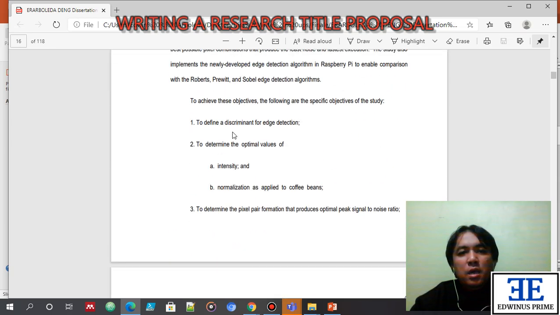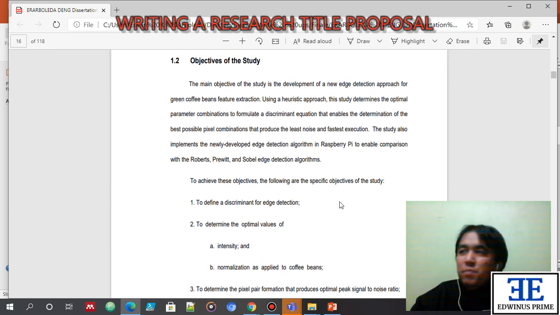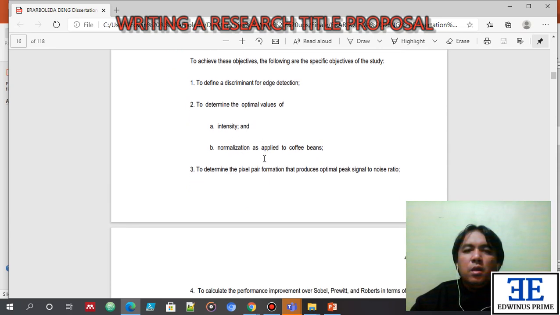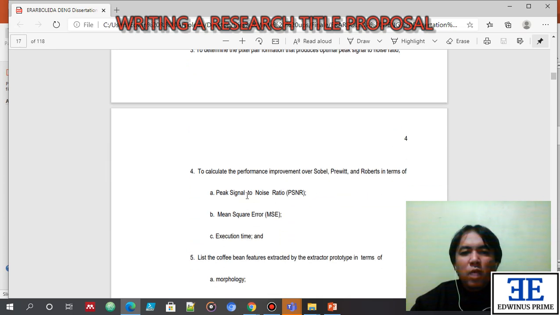And notice that in formulating the objective, it should be measurable. Objectives, specific objectives should be measurable. Is this by using the verb to define? Is this measurable? It's measurable. To determine. To determine. It's another. To calculate.